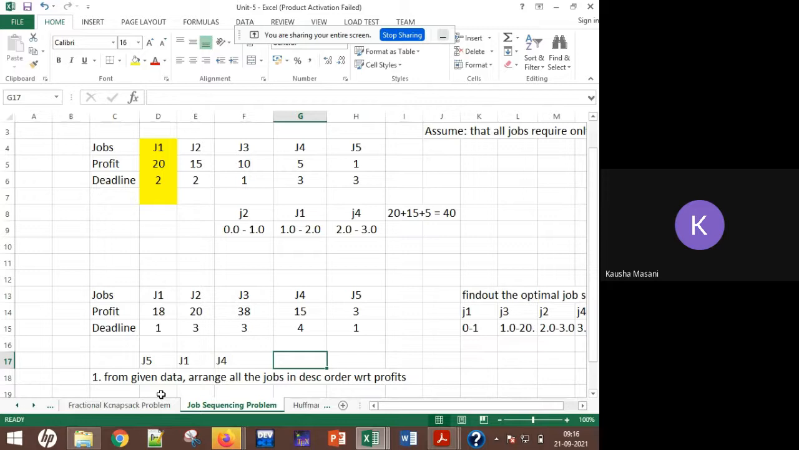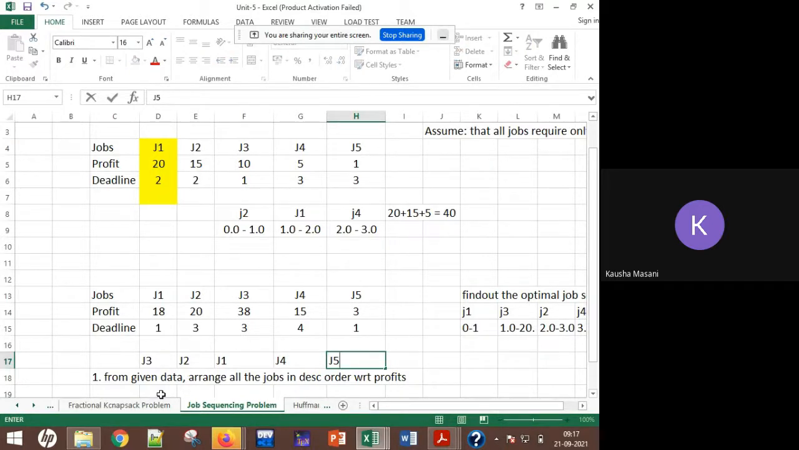It is wrong. J5, how can it be J5? J5, it is the lowest profit. You have to arrange in descending order of the profit. So which one will come first? J3, then J2, then J1, J4, and J5. This is the order.